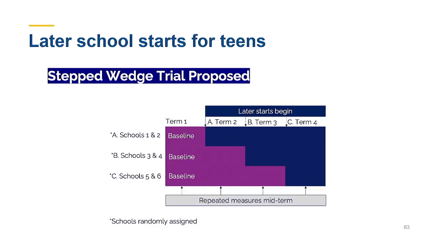So we're looking at using a stepped wedge design where each school gets randomised to start later for senior students at a different term throughout the year. This design combines both within school and between school comparisons to allow us to estimate how effective this intervention is on multiple outcomes, but also meets the needs of the schools.